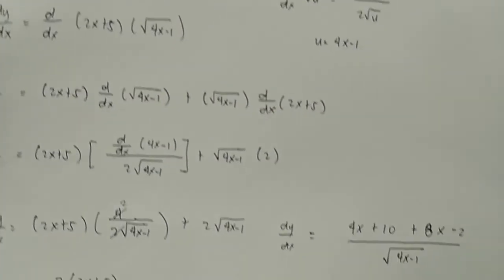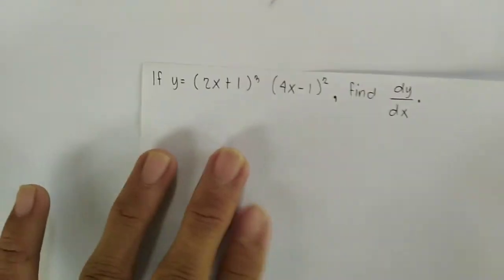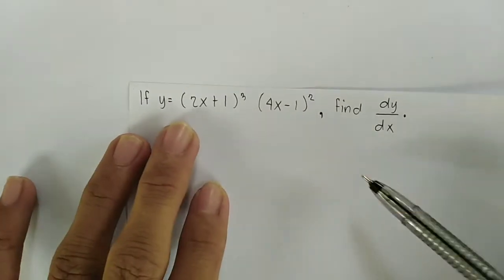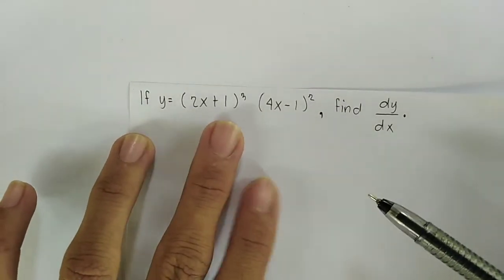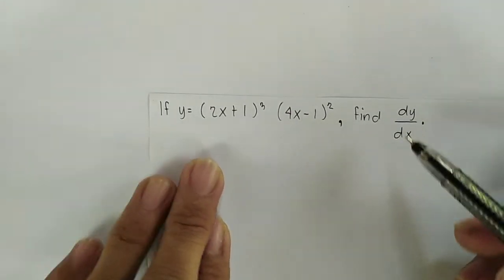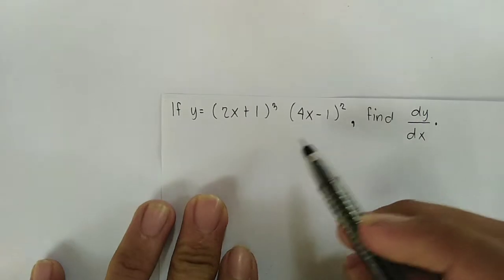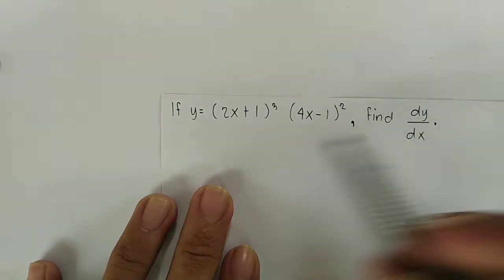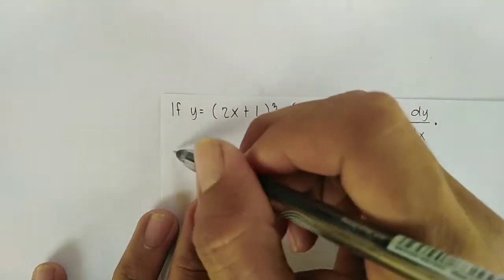So, dadako tayo sa pangalawang example. So, the second example will be this one. So, we have the function is equal to the quantity of 2x plus 1 to the power of 3 times the quantity of 4x minus 1 to the power of 2. So, this one, gagamitin pa rin natin yung Power rule para makuha natin yung derivative ng function y in terms of x.